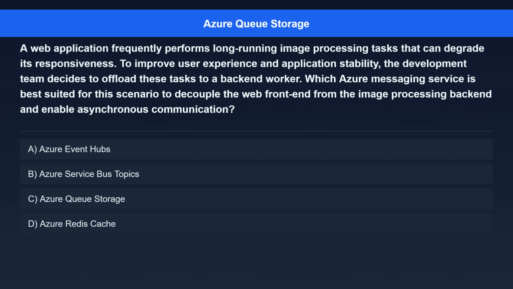Question 4. A web application frequently performs long-running image processing tasks that can degrade its responsiveness. To improve user experience and application stability, the development team decides to offload these tasks to a back-end worker. Which Azure messaging service is best suited for this scenario to decouple the web front-end from the image processing back-end and enable asynchronous communication? Option A, Azure Event Hubs. Option B, Azure Service Bus Topics. Option C, Azure Queue Storage. Option D, Azure Redis Cache.